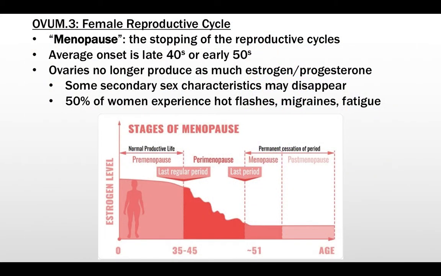When a woman reaches her late 40s or early 50s, reproductive cycles cease, and that is known as menopause. At this point, the ovaries are not producing eggs anymore, but they're also not producing as much estrogen or progesterone. And so we might start to see some of those secondary sexual characteristics disappear. We may see a reduction in desirable fat deposits or a shifting in fat deposits. We also have about half of women claiming to experience hot flashes, migraines, and fatigue during this time.